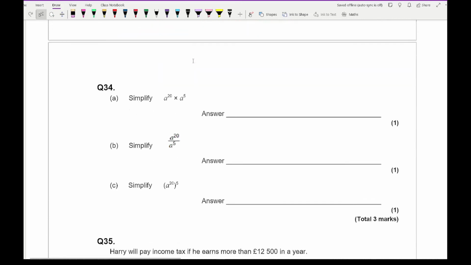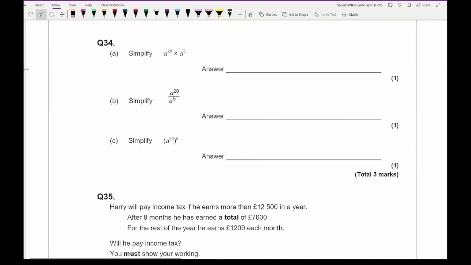Moving on to question 34. So again, we've got these indice questions, so indice calculations. So here we've got a to the power of 20 times a to the power of 5. So we add the powers. That's going to be a to the power of 25. Here we're taking away, so that's going to be a to the power of 15. And then with brackets, we multiply. So it's going to be a to the power of 20 times 5, which is 100.